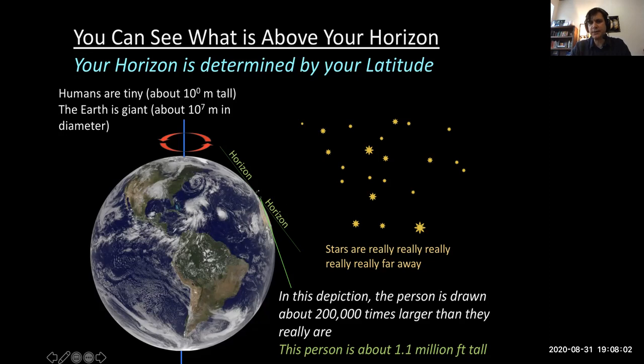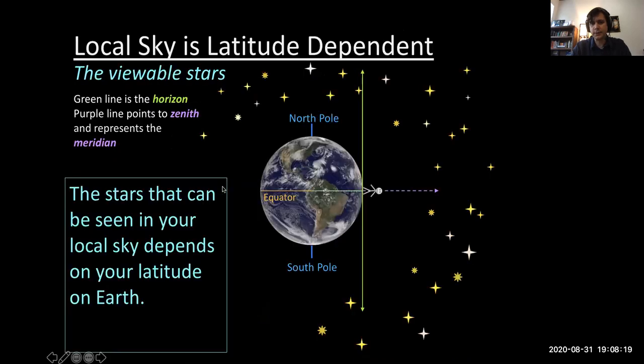Now I want you to imagine if I take this person and I move them to, say, a higher latitude. I'd redraw the horizon line, and now some of these stars would be below that horizon line, which means they wouldn't be observable from these higher latitudes. To really bring this point home, I want to hammer in that your local sky, what is observable, really depends on your latitude on Earth.